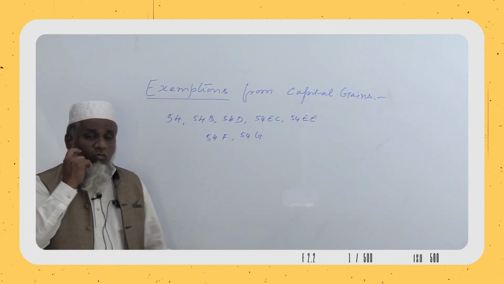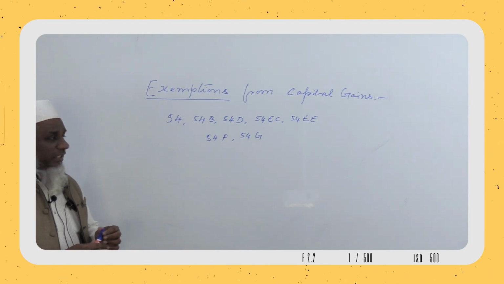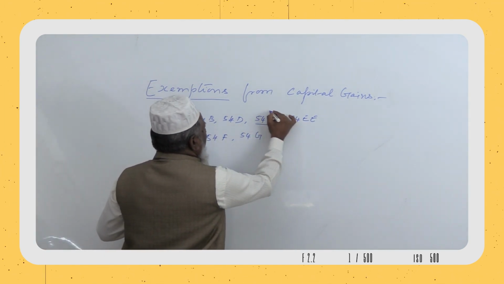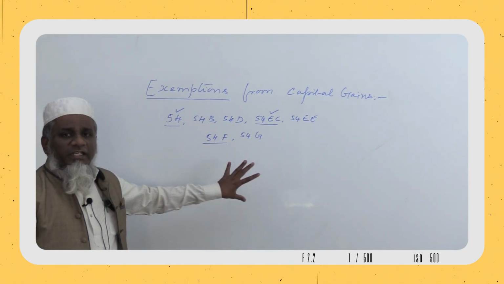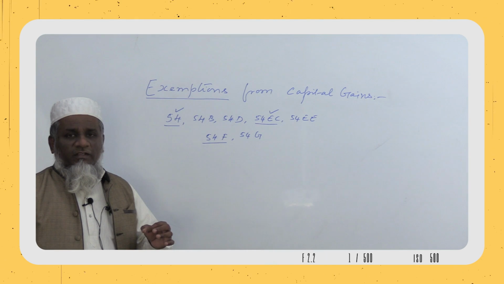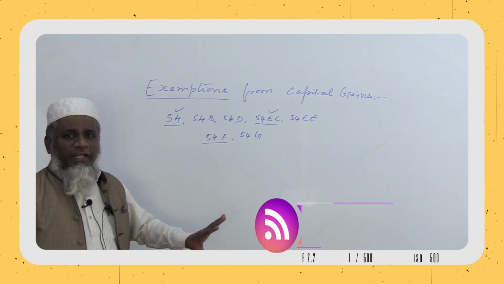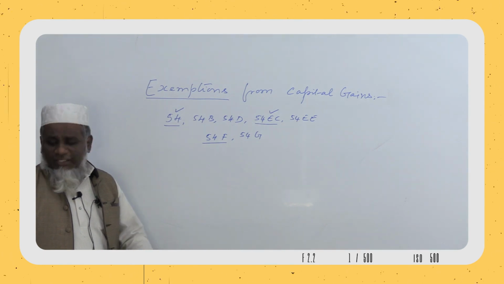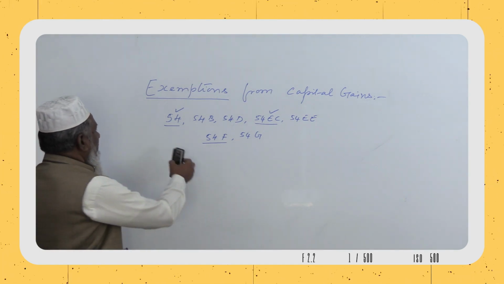Now I will tell you what the important exemptions are. Normally, when we go to the problem, these three exemptions are very, very important: Section 54, Section 54EC, and Section 54F. These three sections are commonly used, and when we want to calculate the income from capital gain, we must be very clear about them. I will explain what is section 54. Listen.